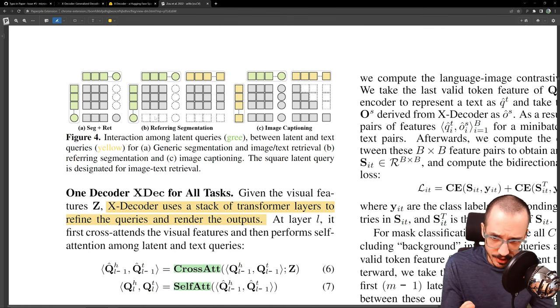But ultimately what you see here is that some of these are zeroed out. I think that's what this dotted white means, that basically that's not being calculated. So here in image captioning, you have the green, which is the latent query. You have the yellow, which is the text. Yellow pays attention to latent here, right? So this is multiplying this, this is multiplying this, this is multiplying this, and so on. But it is not paying attention to itself here. So this yellow here is not paying attention to this yellow here.